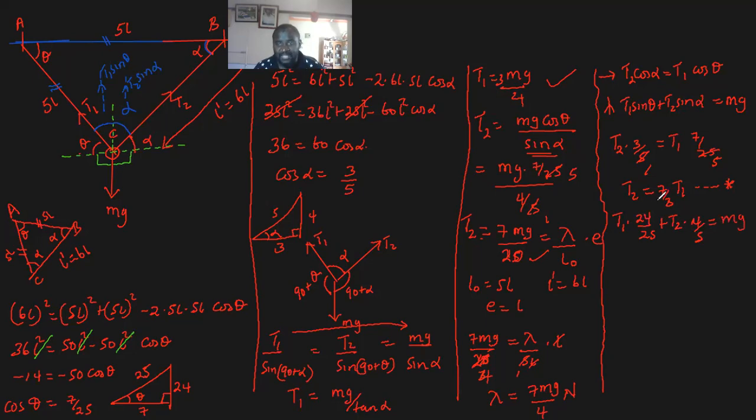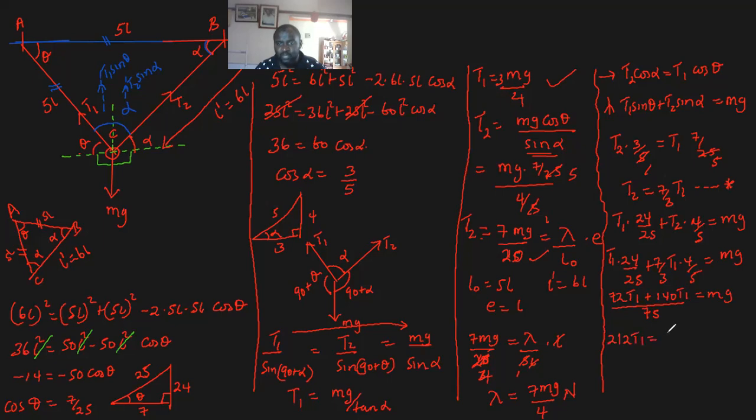But I can substitute for 7 out of 3 T1 where I have T2, and I'll realize T1 times 24 out of 25, plus 7 out of 3 of T1 times 4 out of 5 is equal to mg. Algebra, LCM is 75. 75 divided by 25, the answer is 3. 3 times 24, the answer is 72, T1. 75 divided by 15, the answer is 5. 5 times 28, that is 140, I guess, confirm with the calc, is equal to mg. Then 72 plus 140, the answer is 212.